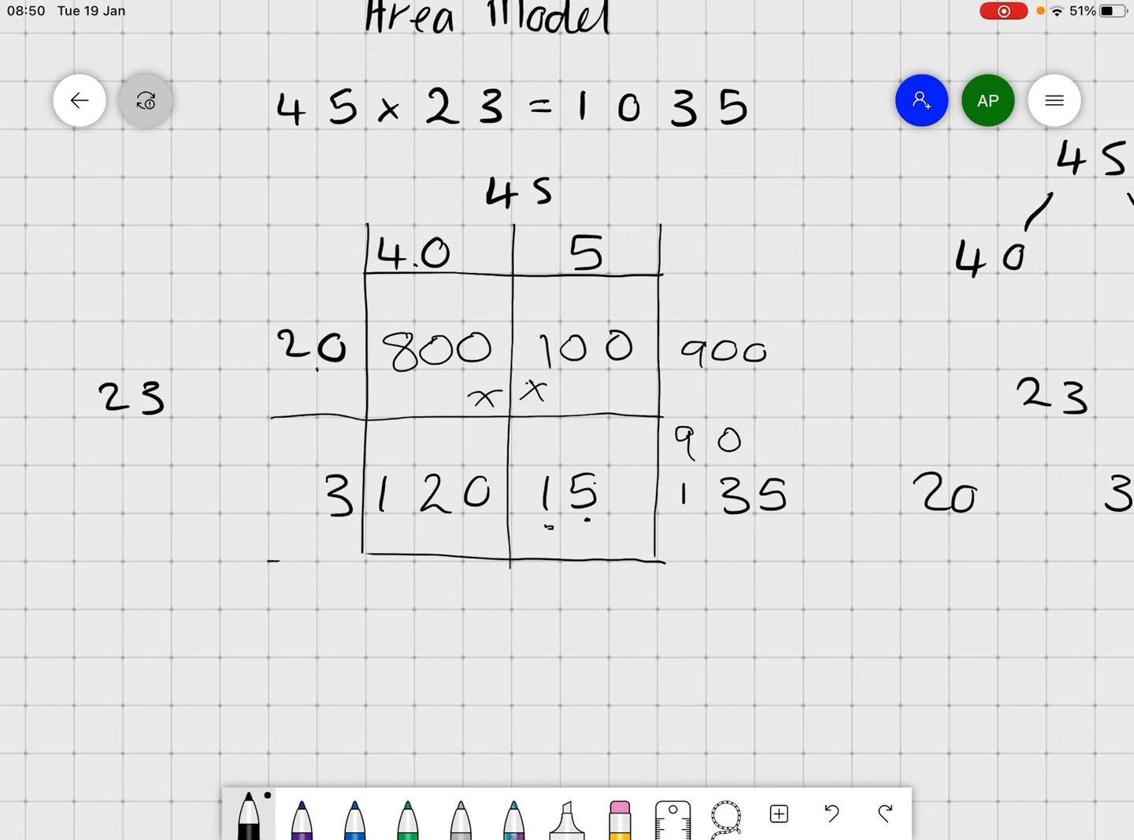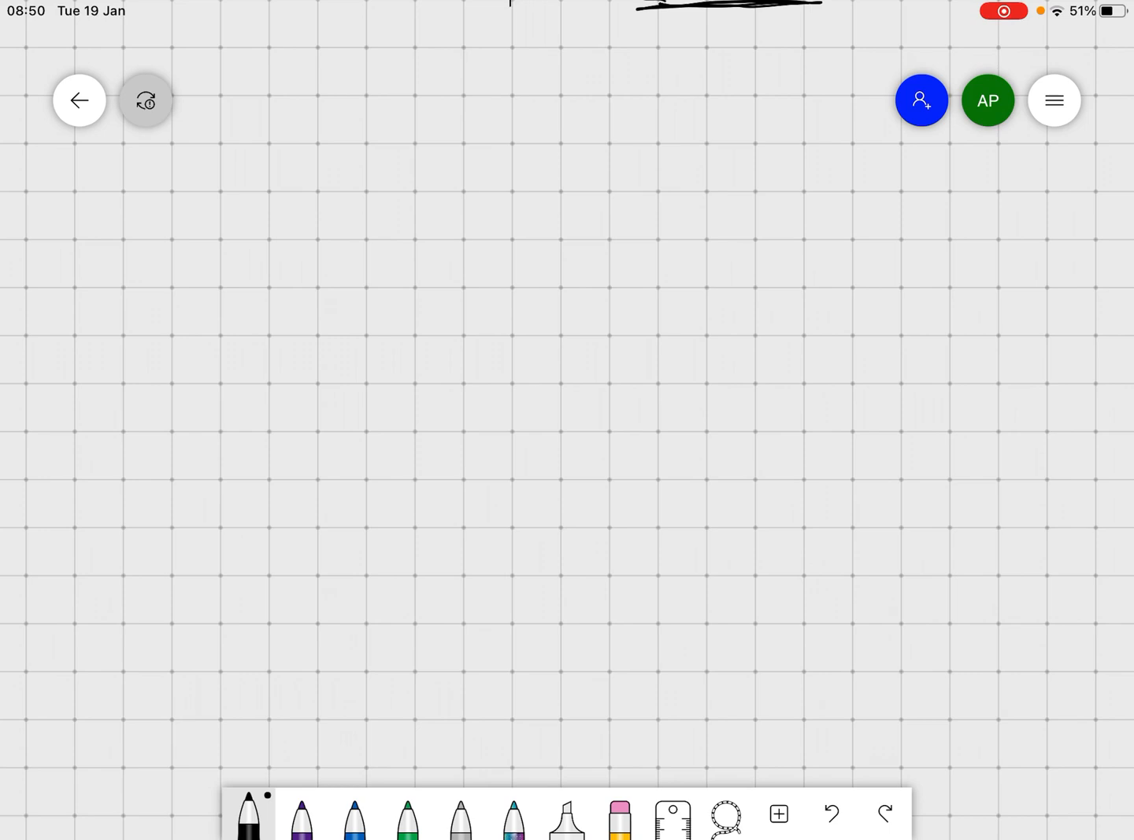Now all that's left for me to do is take my 900 and add these two together. Then 5, 3, 9 and 1 is 10. Can we see how this 1035 here is the same as this 1035 over here?